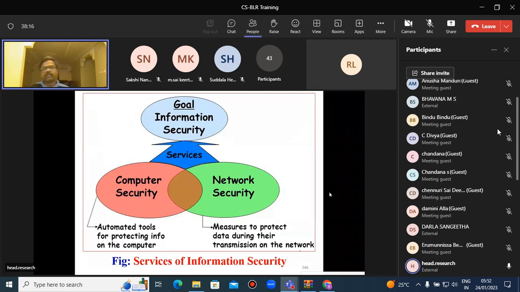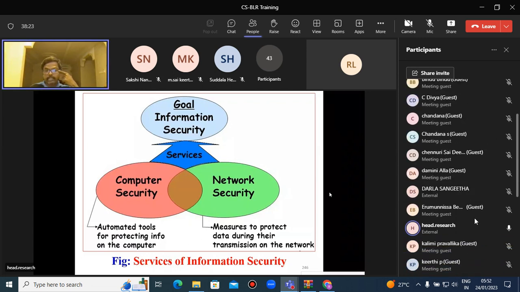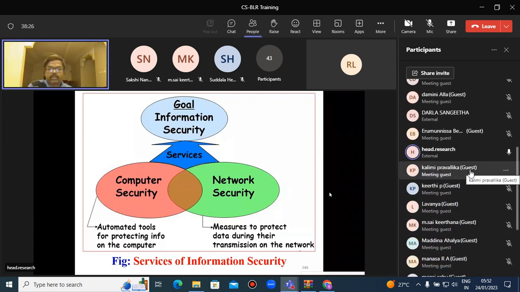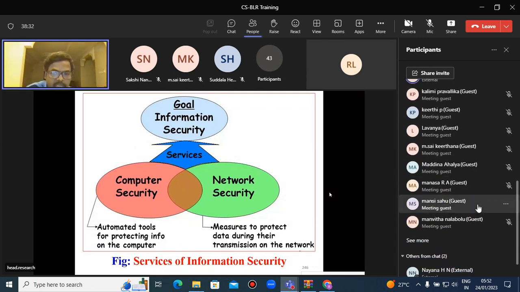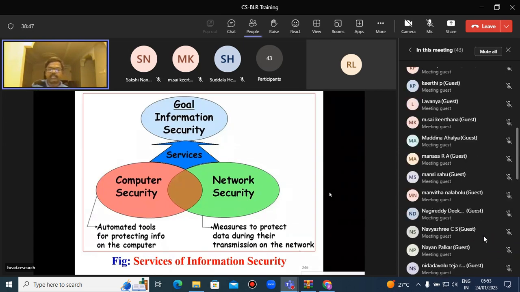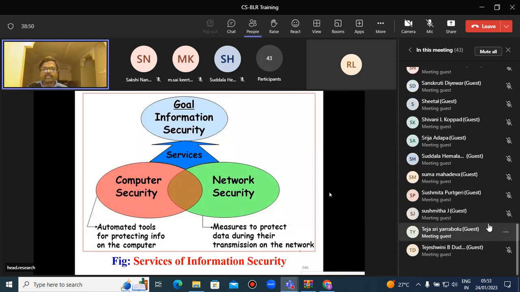See the services of information security. There are three types of information security goals. So what is the goal of information security? See computer security and network security. Computer security means automated rules for protecting information on the computer. Network security means measures to protect data during their transmission on the network. Both provide services to information security. So the information security goal is based on the computer security service and the network security service.